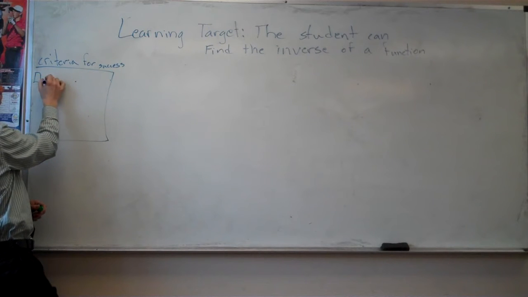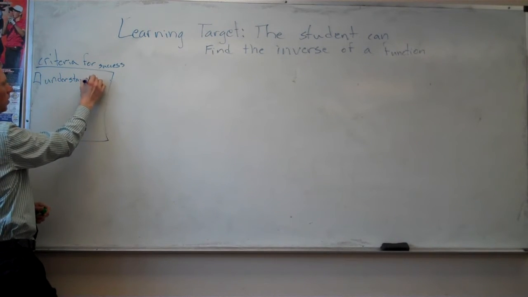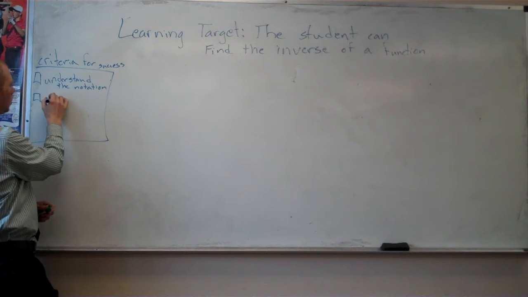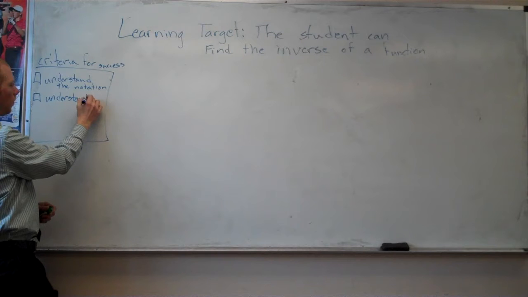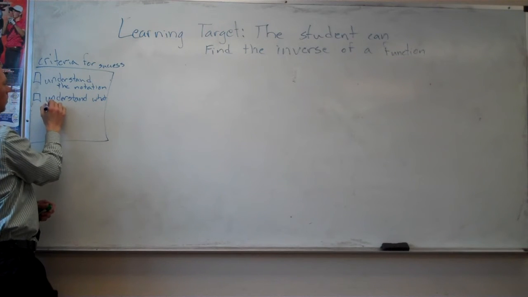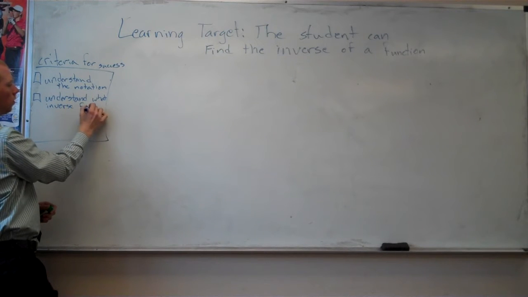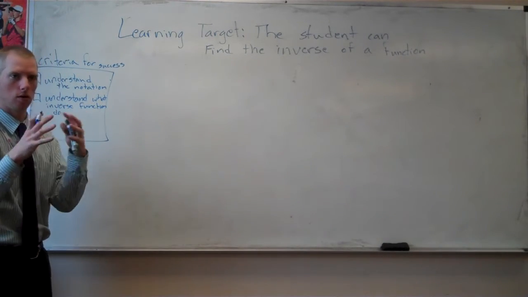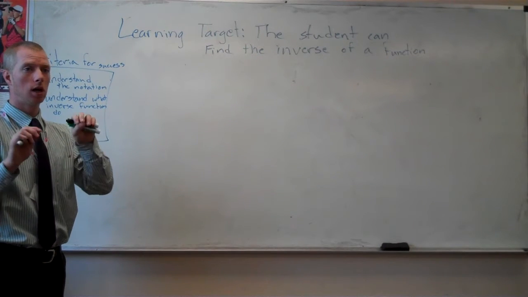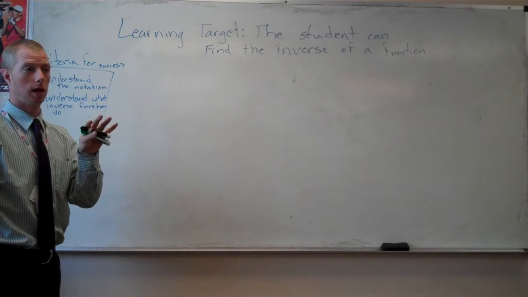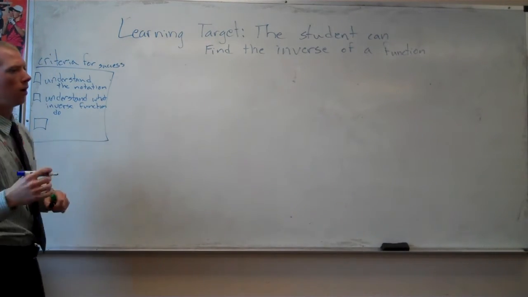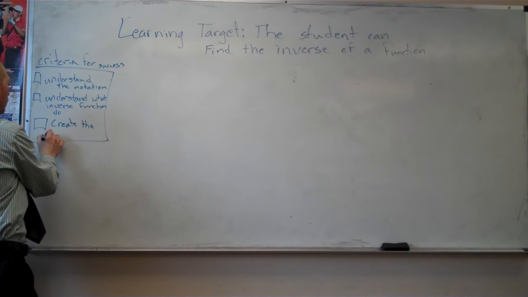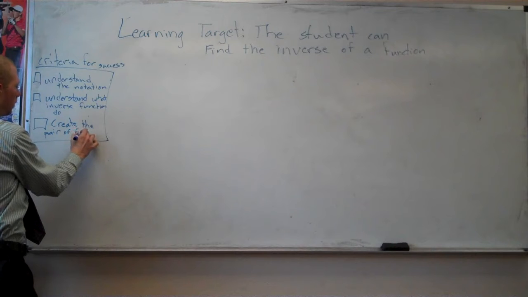Do you understand the notation? Do you understand what inverse functions do, which is to say their relationship, okay? Like, how are they related? Because when I talk about inverse functions, I'm talking about two different functions that are related somehow. And then the doing part. Can you actually create the function, or the pair of functions?